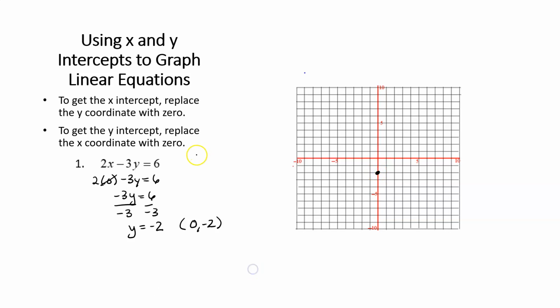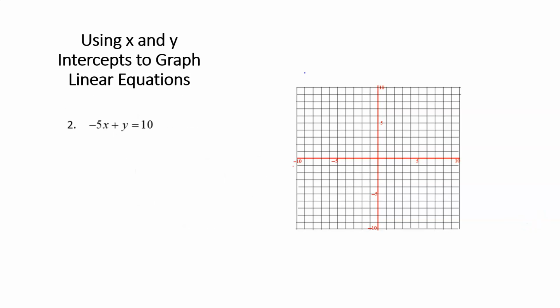Okay, now to get the x-intercept, we are replacing the y-coordinate with 0 in the equation. So now I have 2x equals 6. I'm going to divide by 2. So my x-intercept is 3, or the point 3, 0. So now I can just graph and connect those 2 points. Okay? All right, let's try another one.